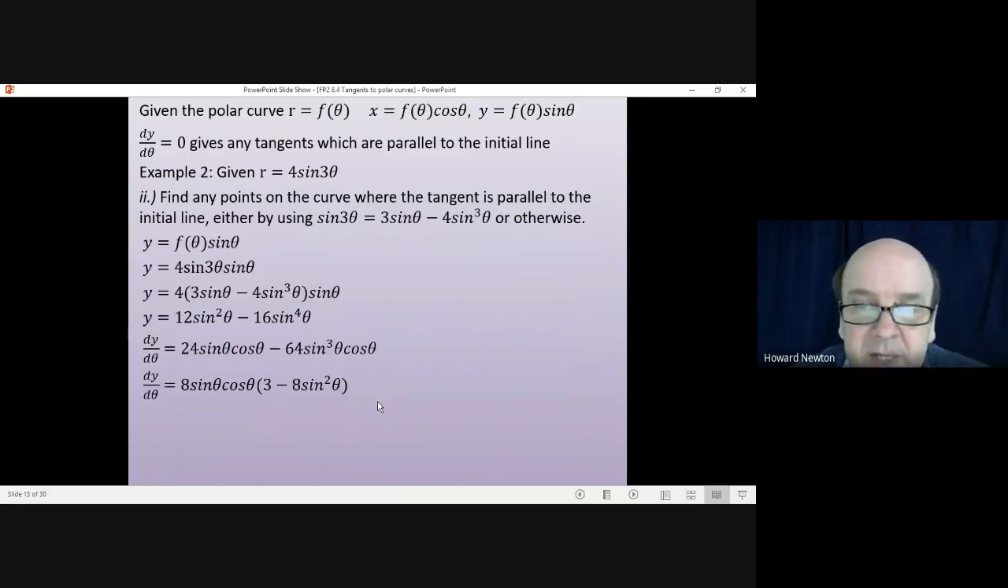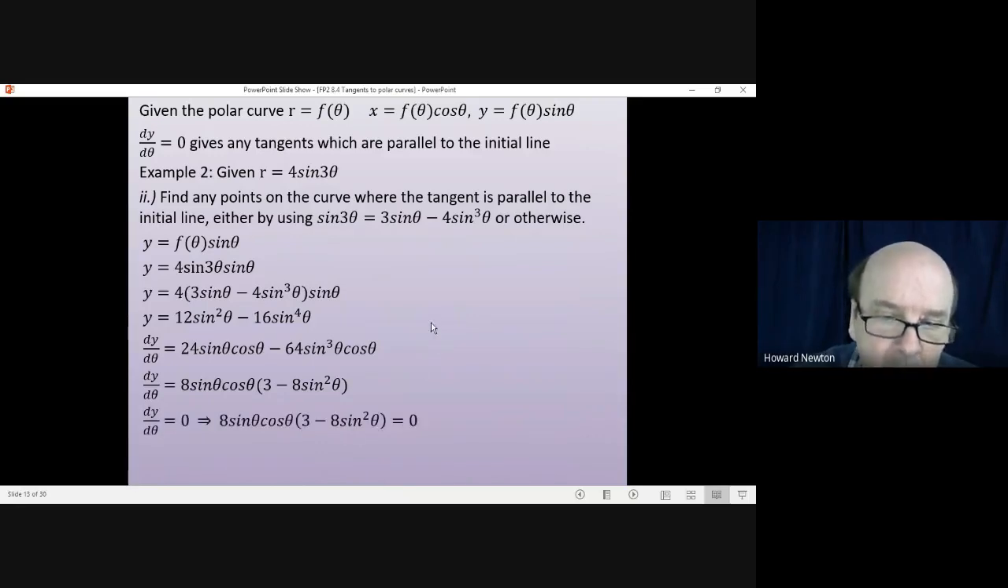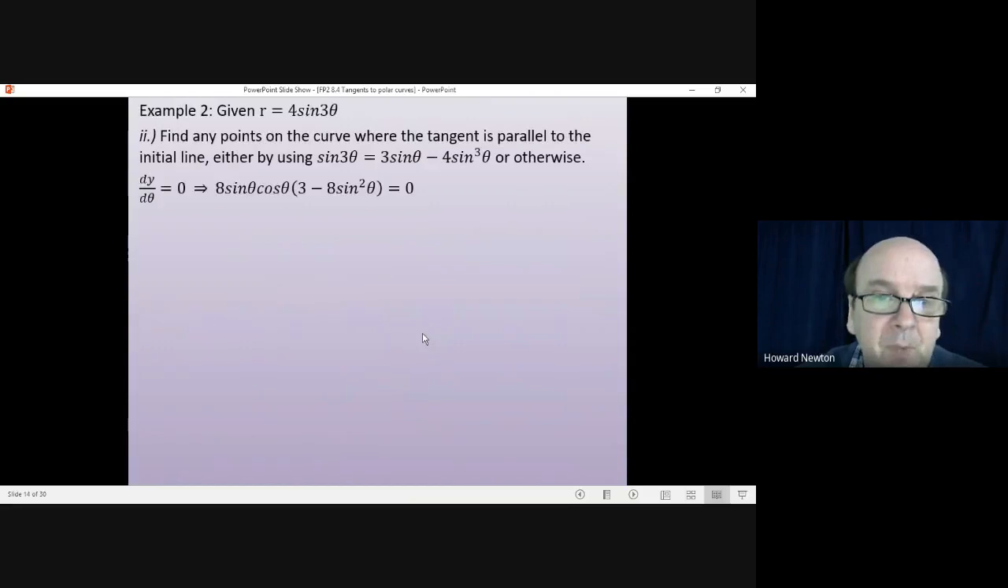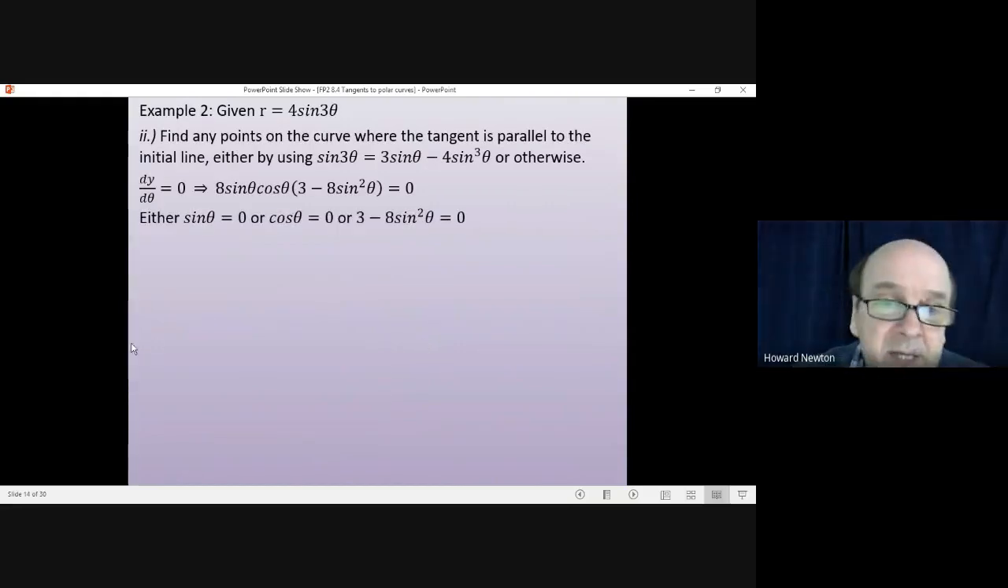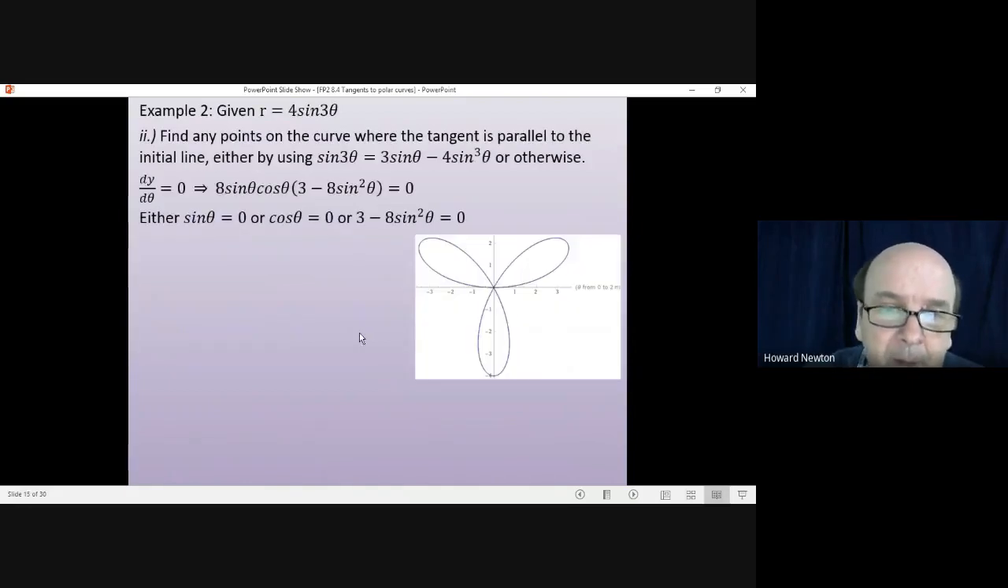To find where the tangents are parallel to the initial line, we need to know when this equals 0. So that is what we will be solving. And that gives us various possibilities. Either sin θ = 0, or the second term, cos θ, could equal 0, or the third term, the bracket, 3 - 8 sin²θ = 0. And we do need to consider each of those separately.